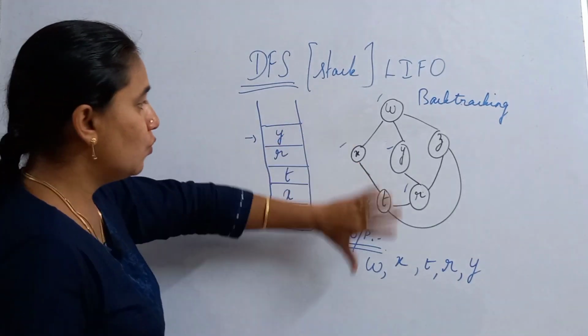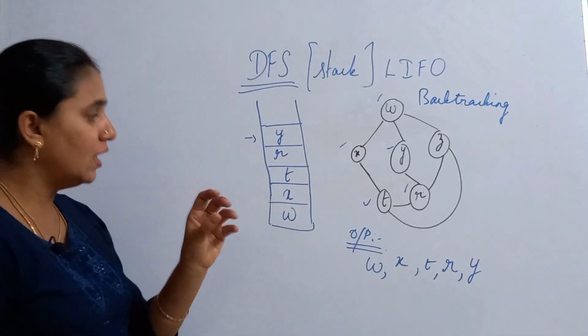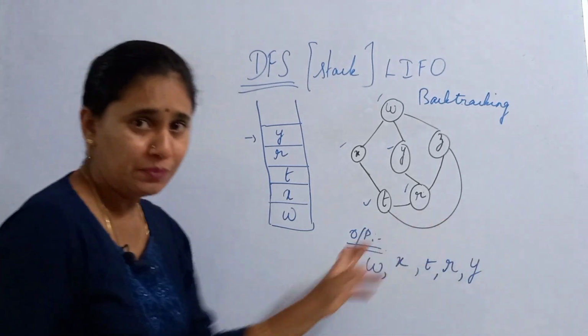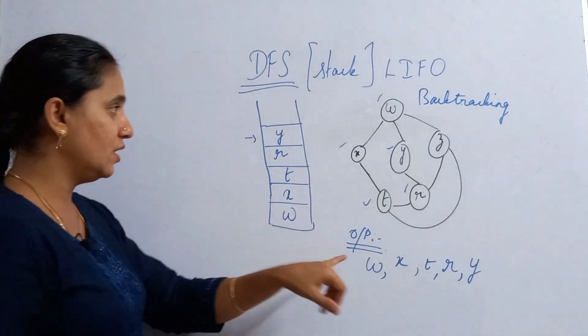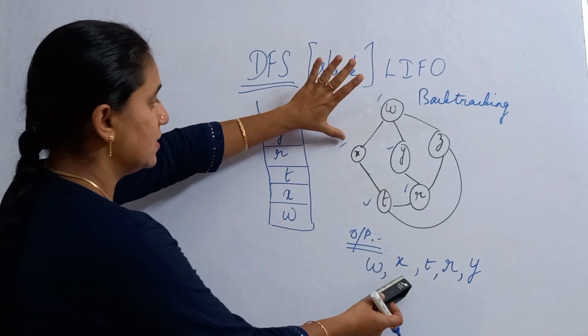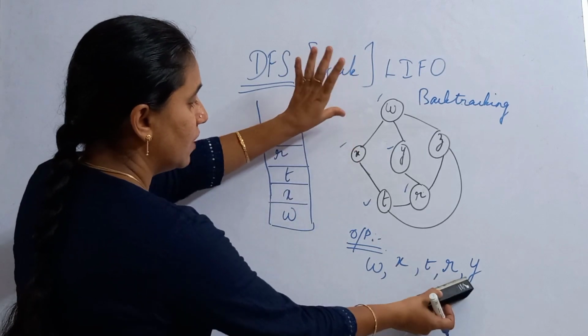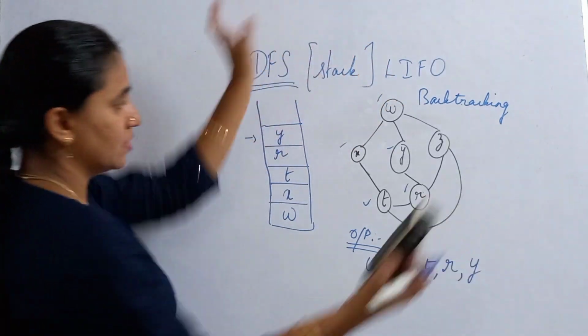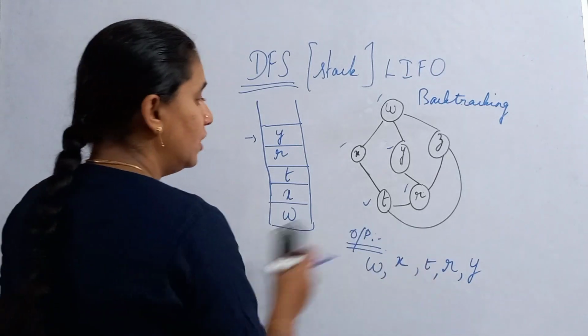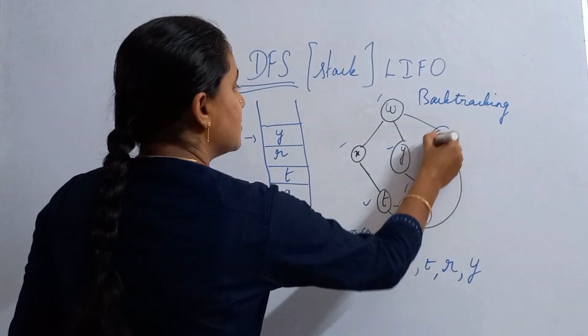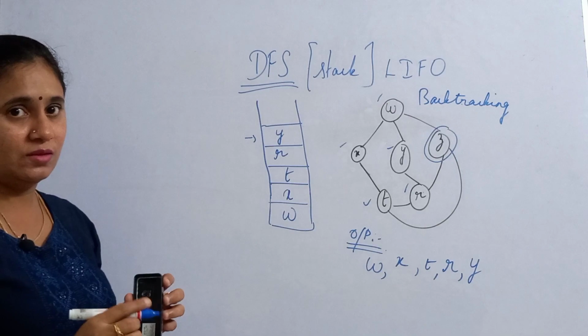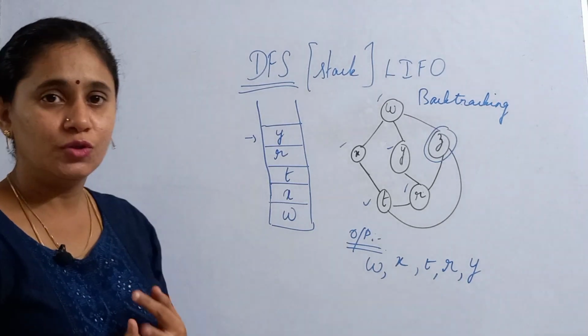Now if you watch, is there any element left off from traversing? W is visited, X is visited, T is visited, R is visited and Y is visited. Still, if you see, Z is not yet visited. So for that, what should I do?